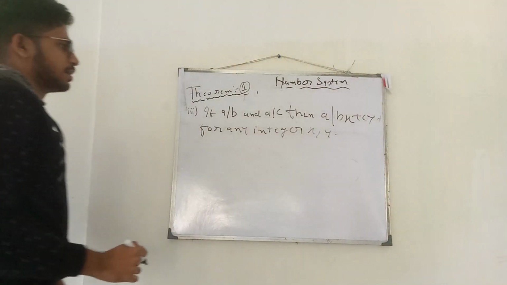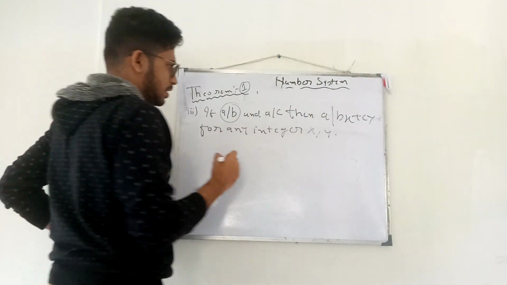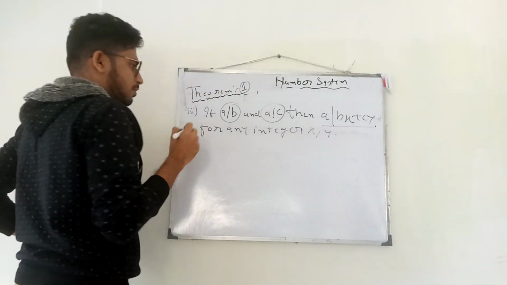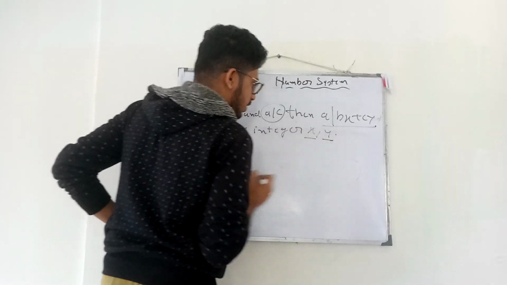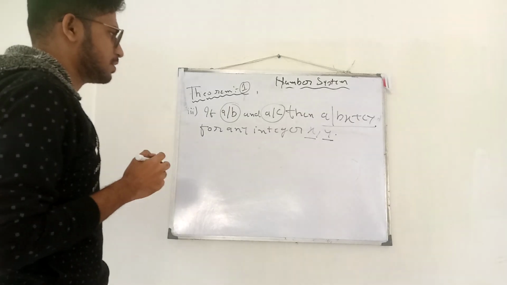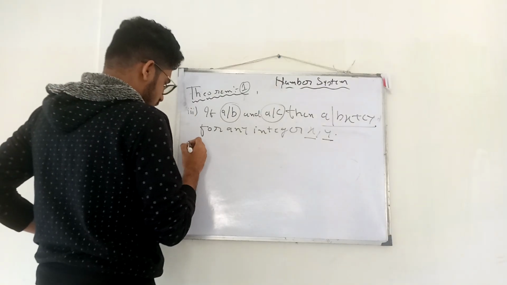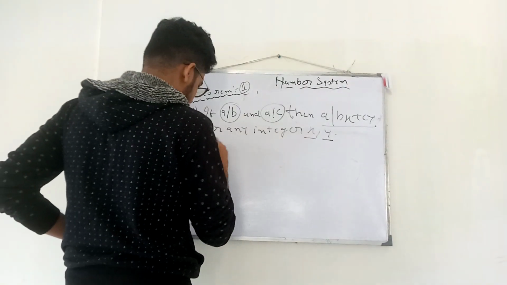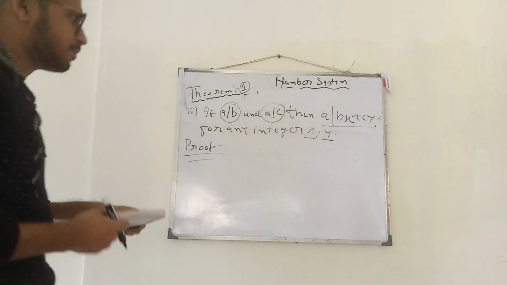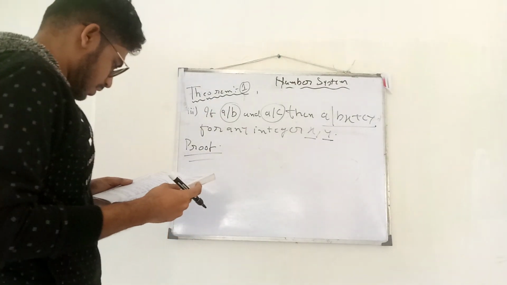If a divides b and a divides c, then a divides bx plus cy for any integers x and y. Okay, for any integers x, y. So now we have to prove this. I hope you guys all understood the theorem, and what they're trying to say.